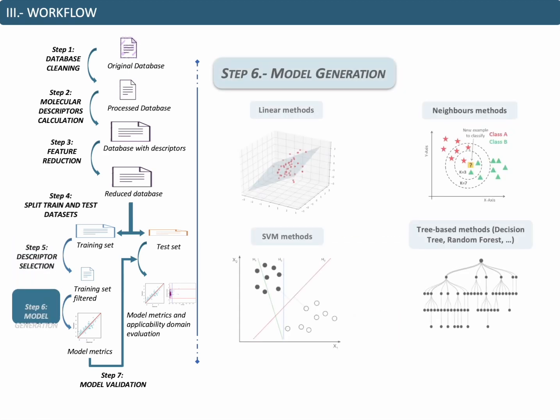Step 6. Model generation. The number of algorithms and statistical techniques useful to carry out QSAR modeling is very wide, and their selection depends on the nature of the dataset and if the prediction is quantitative or qualitative. These algorithms can be classified by families, where the most commonly used are linear algorithms, neighborhood algorithms, support vector machine algorithms, and tree-based algorithms.